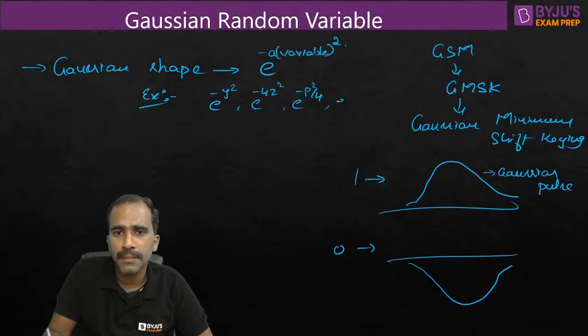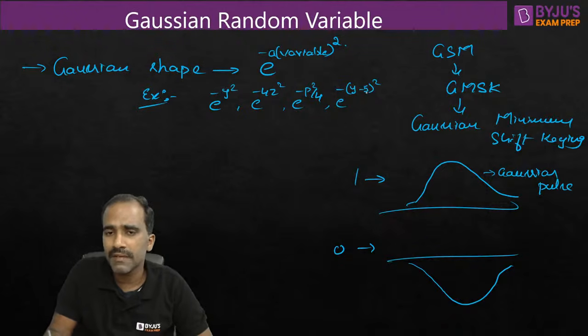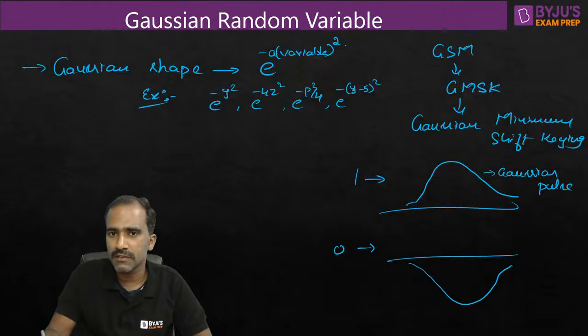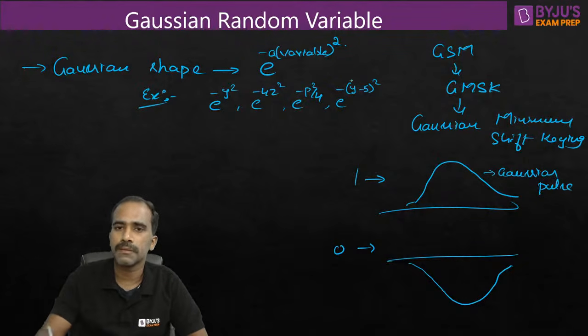Okay, next e power minus of (y minus 5) whole square. See this? Variable whole square. If you subtract some value from the variable, what happens? The location of the Gaussian function will be shifted. Because of this, if y is replaced with y minus 5, it is like shifting towards the right side. The same shape is shifted towards the right side.